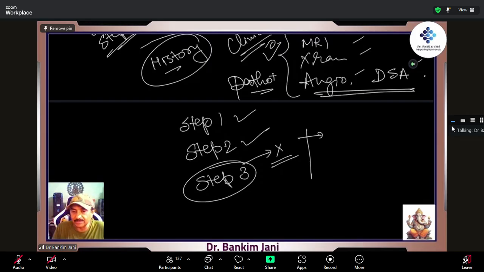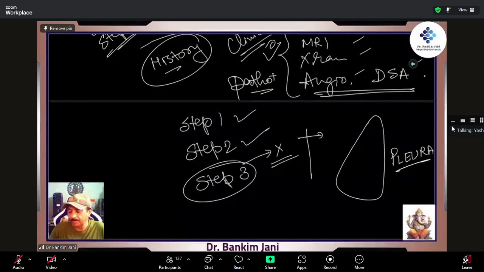Consider this as a home pitch. Whatever questions are asked, try to reply. If I'm asking, okay, this is the lung, what do you understand by pleura? Who will reply? What is pleura? The answer is very simple, right? Covering of the lungs. Outer covering of the lungs. Yes, but collectively everyone said it, so let's pick up someone randomly.